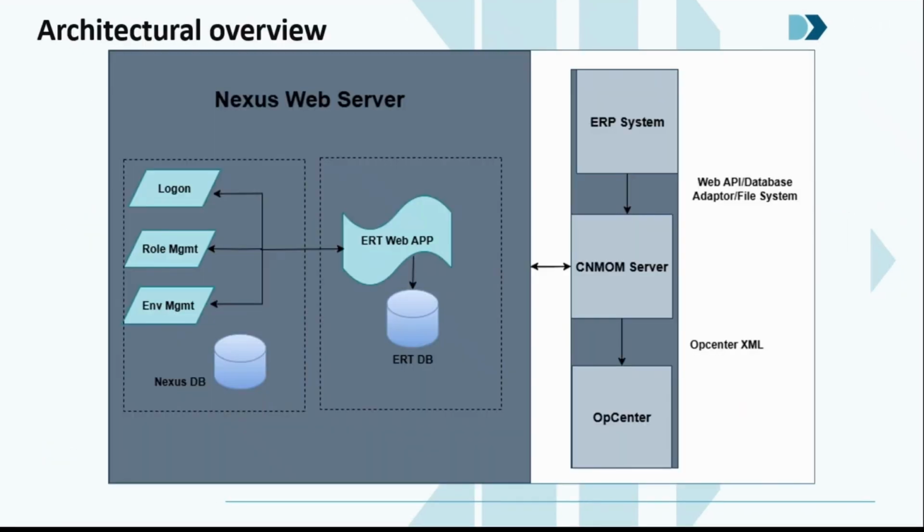This architectural diagram illustrates the working of error reprocessing tool. On the left, you see Drew's Nexus Web application, which serves as a centralized web framework hosting all Drew applications, including ERT. Nexus maintains its own database to store essential master data, such as users, servers, and roles. And ERT, on the other hand, has a dedicated database to capture and store failed interface errors. These stored errors form the basis for reprocessing activity.